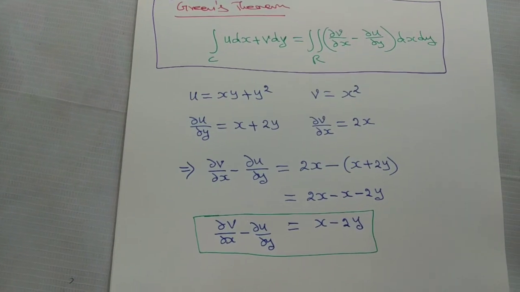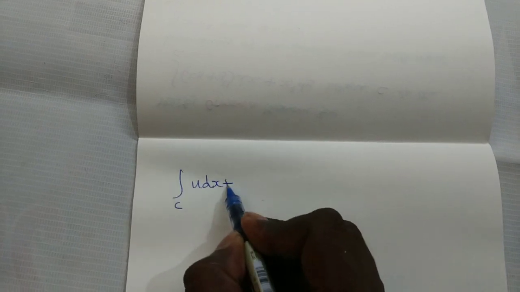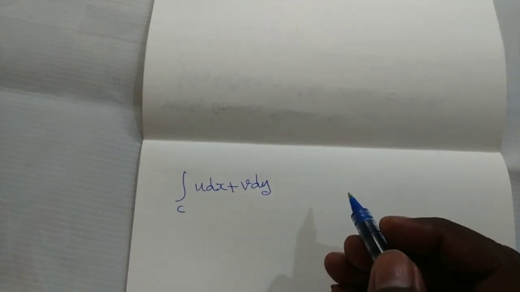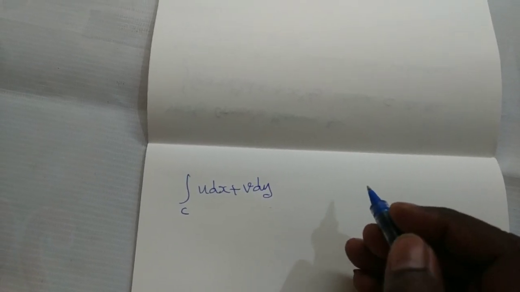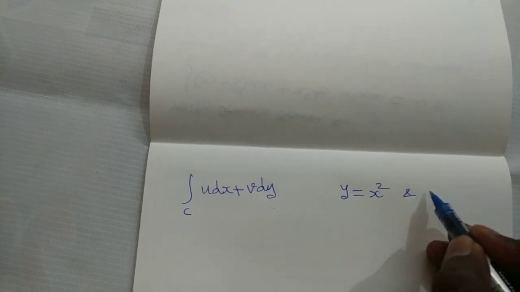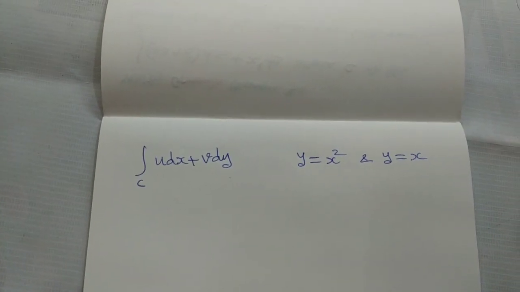Okay, so now I am going to find the LHS. For the LHS, I want to find the integral over C of u dx + v dy. For this, they are given one parabola and one straight line. The given parabola is y = x² and the straight line is y = x. Now I am going to draw the diagram.